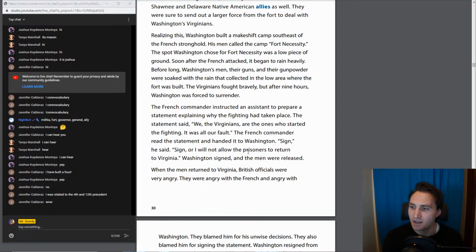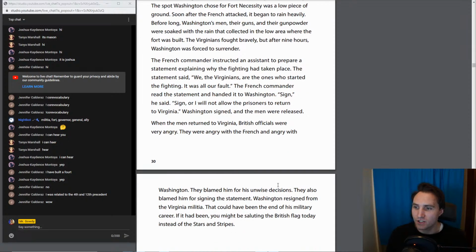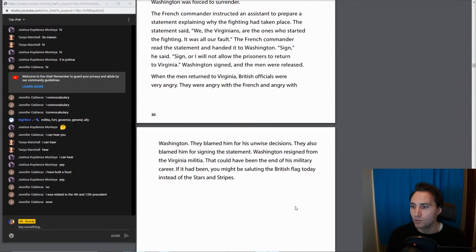"Sign," he said. "Sign, or I will not allow the prisoners to return to Virginia." Washington signed, and the men were released. When the men returned to Virginia, British officials were very angry. They were angry with the French and angry with Washington. They blamed him for his unwise decisions. They also blamed him for signing the statement.